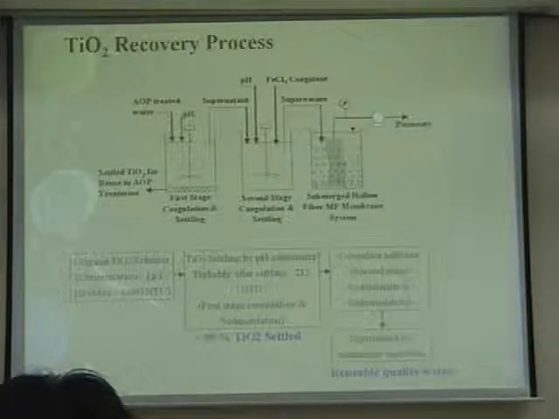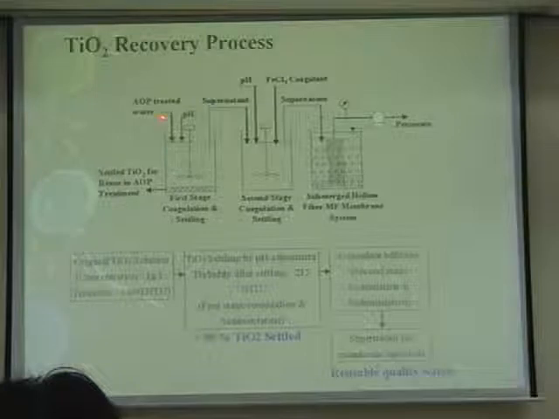The first stage, this is the AOP treatment after organic destruction. The amount of TiO2 we used is 1 gram per liter, which produces a 4000 NTU of turbidity in the suspension. So we introduce this AOP treated water into the first stage of the hybrid process for the recovery treatment. The first stage involves simple pH adjustment for the settling of the TiO2.